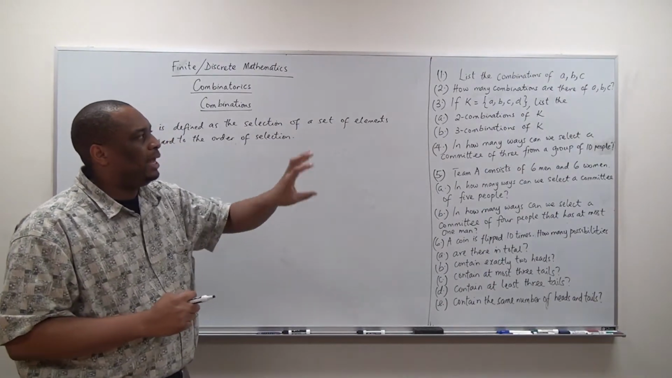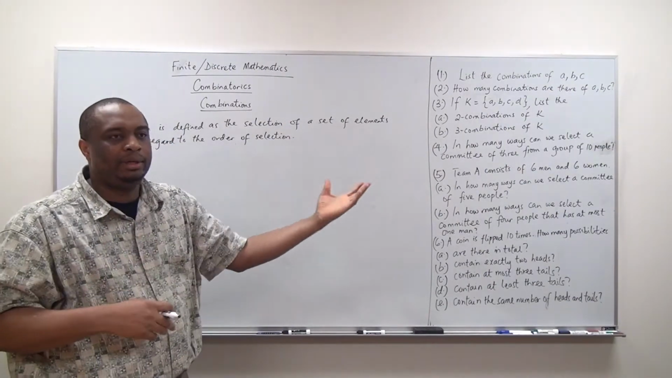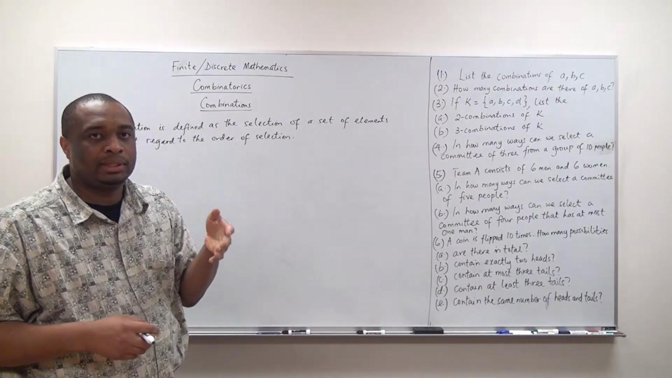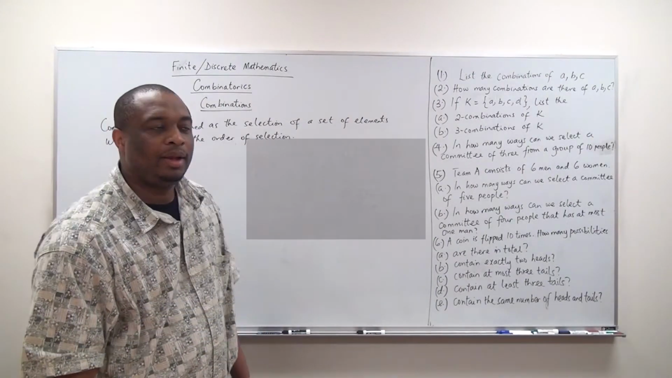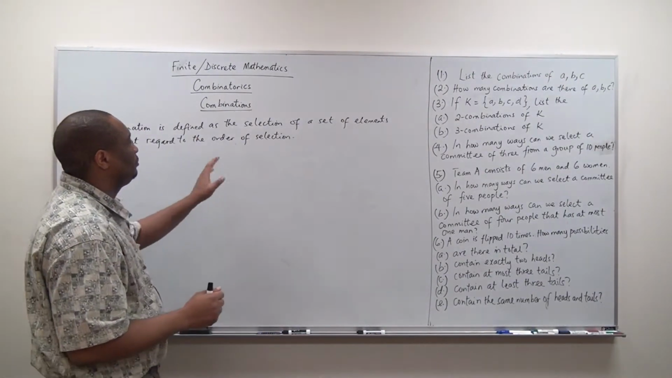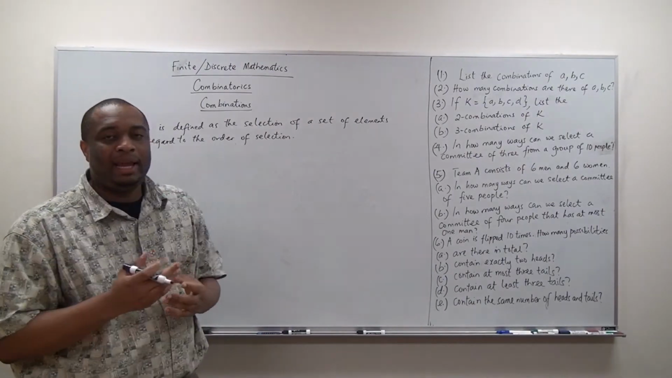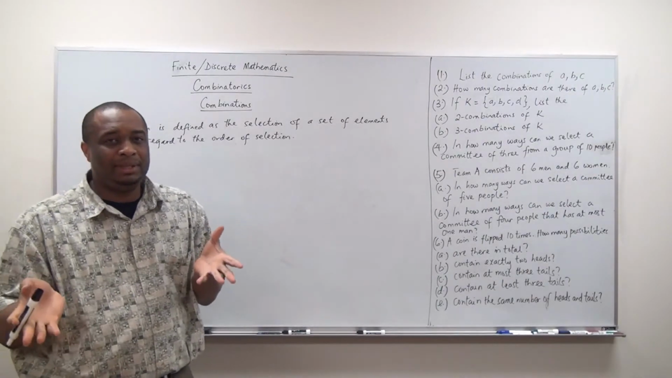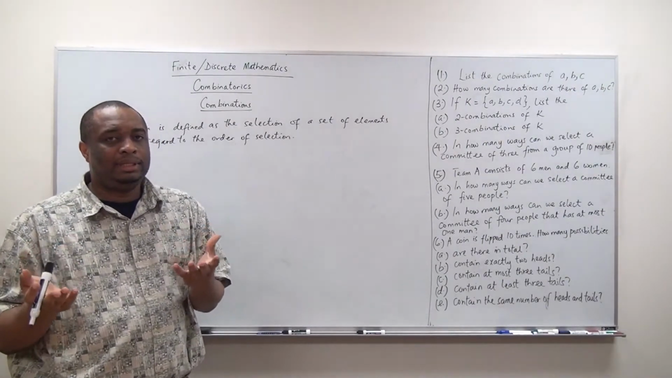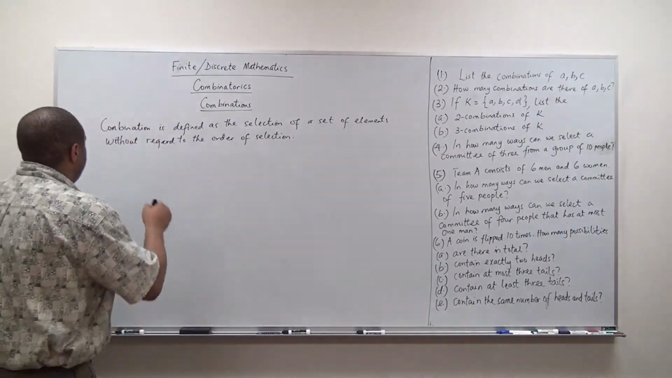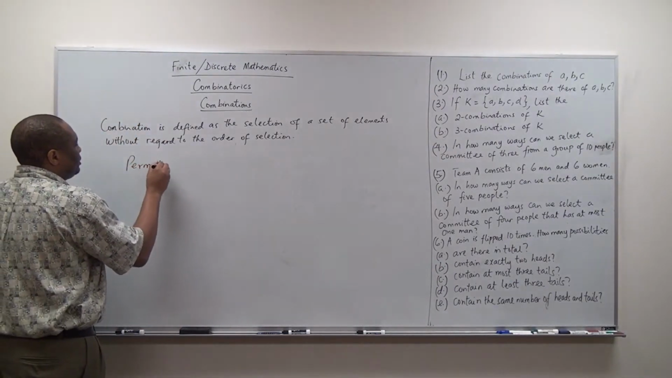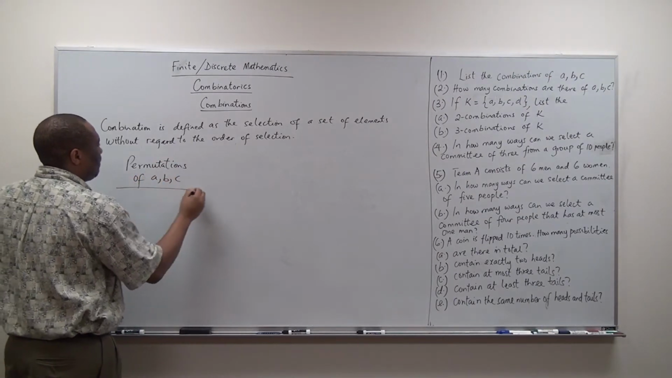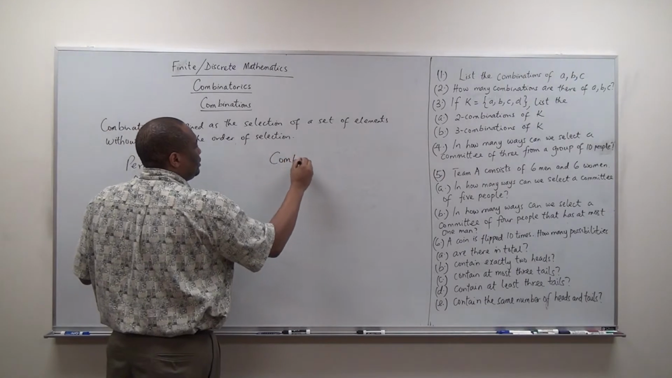List the combinations of A, B, and C. First of all, before we do this, let's list the permutations of A, B, C first. Then we can list the combinations. In this case, before we list the combinations of A, B, C, let us first list the permutations of A, B, C. Then we have combinations of A, B, C.